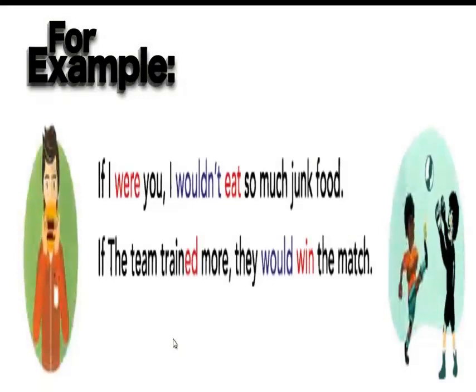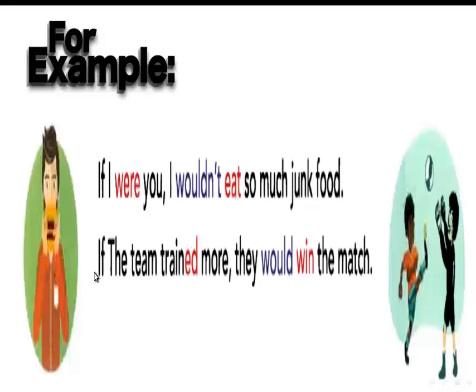Number 1, if I were you, I wouldn't eat so much junk food. So look at here, after if I used were. Always use were. Okay? If I were you, I wouldn't eat so much junk food. So here is if, then past tense. Here the second part is with would, in the negative form, wouldn't. Then the infinitive form of the verb eat.